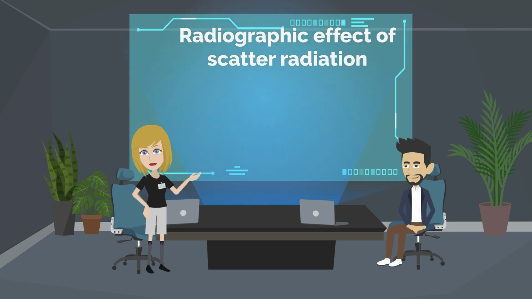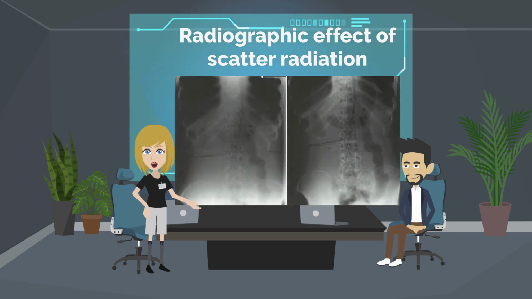The radiographic effects of scatter radiation create fog that reduces the contrast and the visibility of spatial resolution. As you can see, the image on the left is blurrier than the one on the right. Uncontrolled scatter causes decreased contrast.